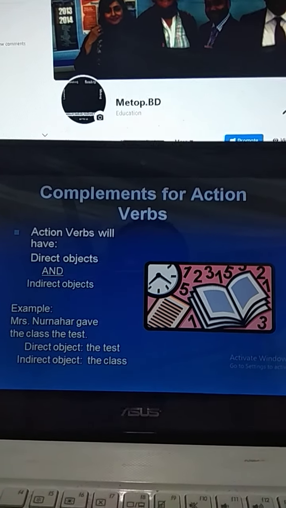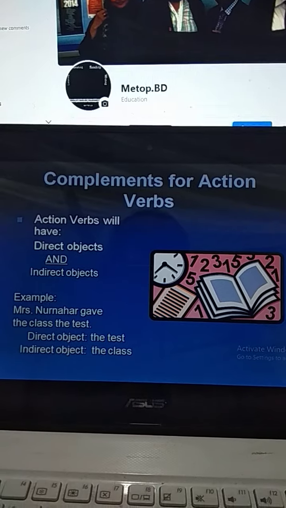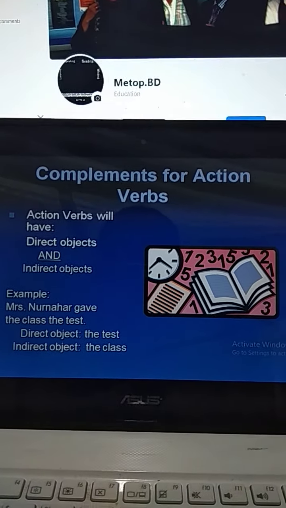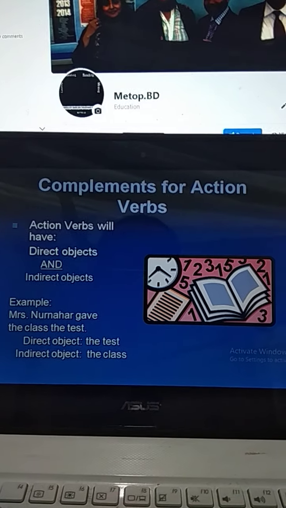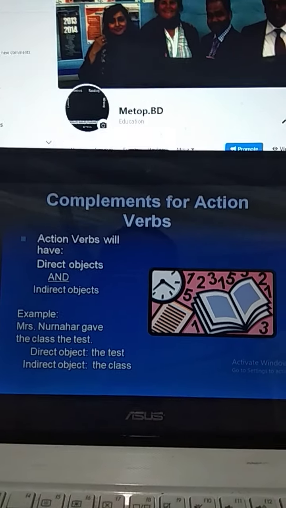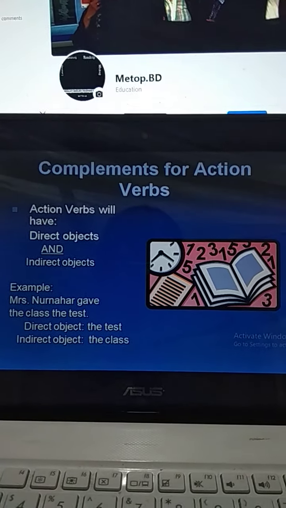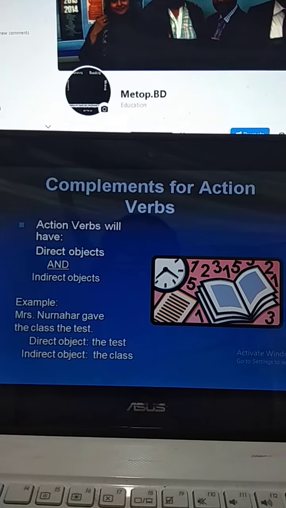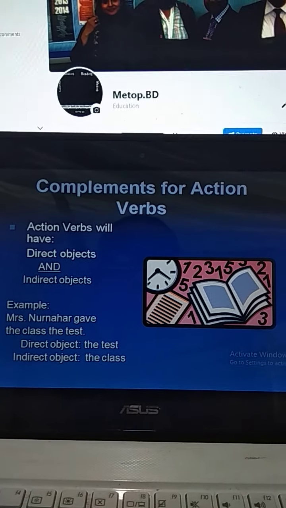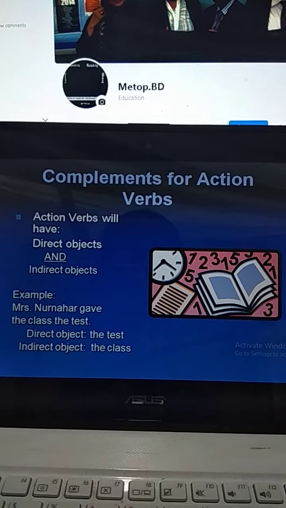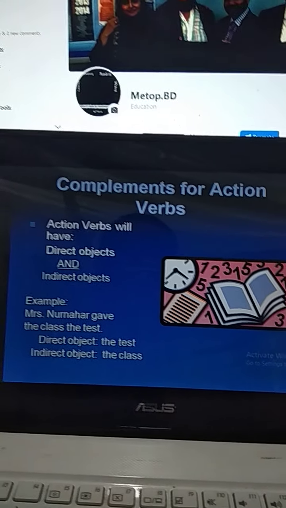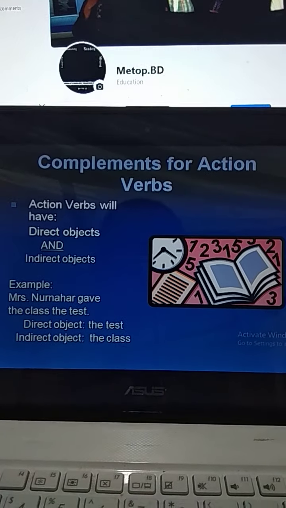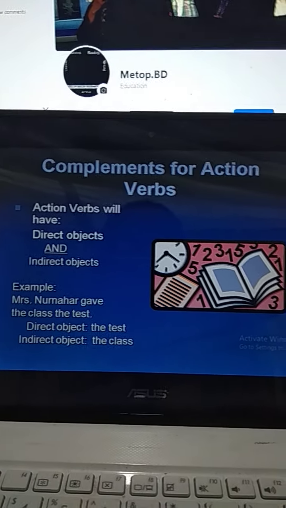Complements for action verbs. Let's see. Action verbs will have direct objects and indirect objects. For example, Mrs. Noor Nahar gave the class the test. Direct object, the test. Indirect object, the class. Here, the test is direct object, the class is indirect object.